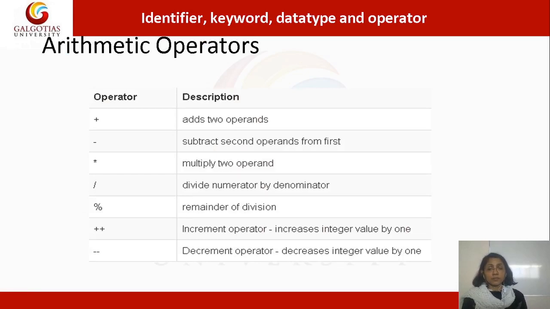These are the arithmetic operators. Plus adds two operands, minus subtracts the second operand from the first, multiplication multiplies two operands, division divides numerator by denominator, percentage gives the remainder of division, plus plus is the increment operator which increases the integer value by 1, and minus minus is the decrement operator which decreases it by 1.